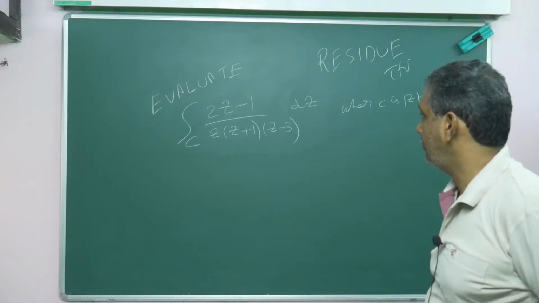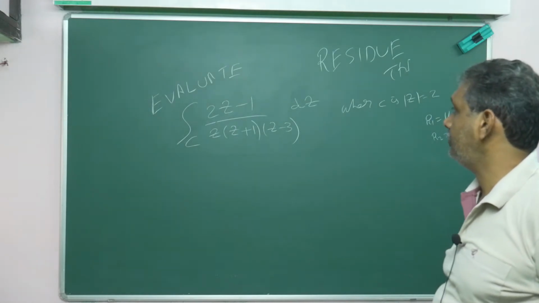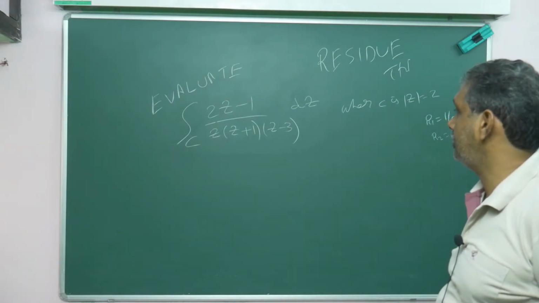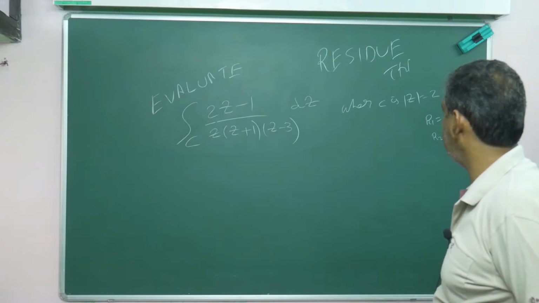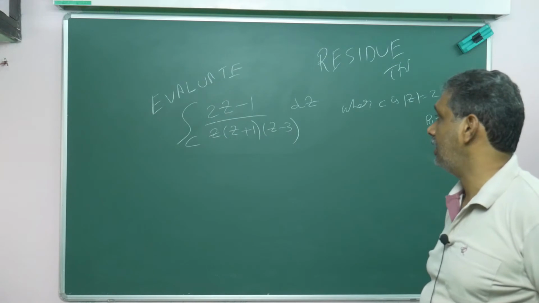In this problem, we actually evaluate using Cauchy's residue theorem the integral over C of (2z minus 1) divided by z into (z plus 1) into (z minus 3) dz, where C is modulus z equal to 2. Everything is available in my hand, slowly I will attack.